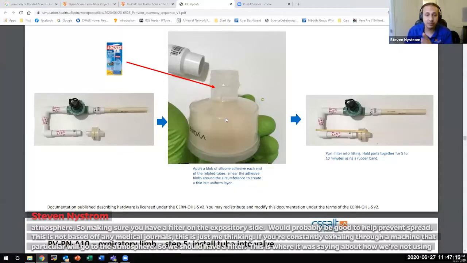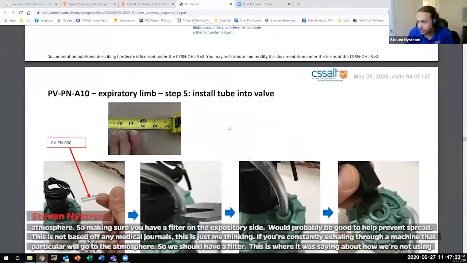This is not based off any medical journals. This is just me thinking, if you're constantly exhaling through a machine, that particulate will go to the atmosphere. So we should have a filter.